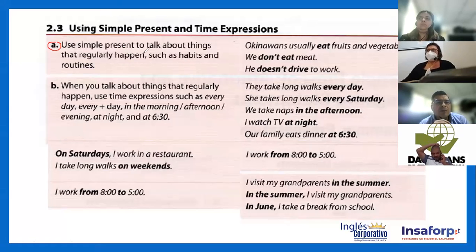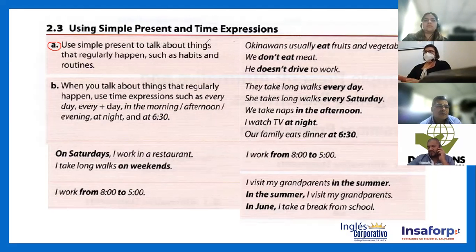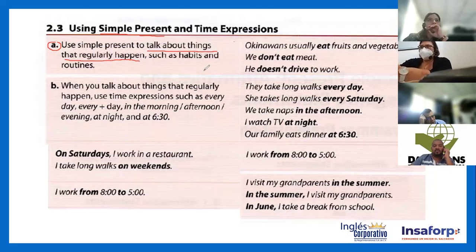Use simple present to talk about things that regularly happen, such as habits and routines. Okinawans usually eat fruits and vegetables. We don't eat meat. He doesn't drive to work. Okay, thank you, Edenilson. So as you can see, this is another way we can use the simple present. Por ejemplo, to talk about things that regularly happen. Lo utilizamos para actividades que hacemos a diario, por ejemplo, habits, rutinas, and so on.